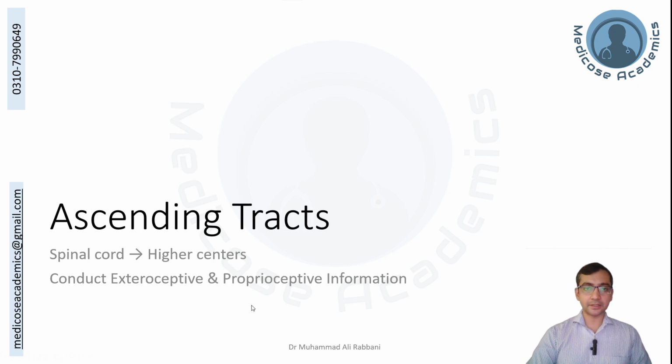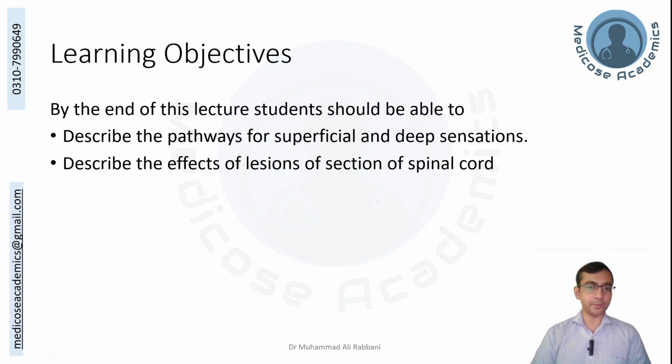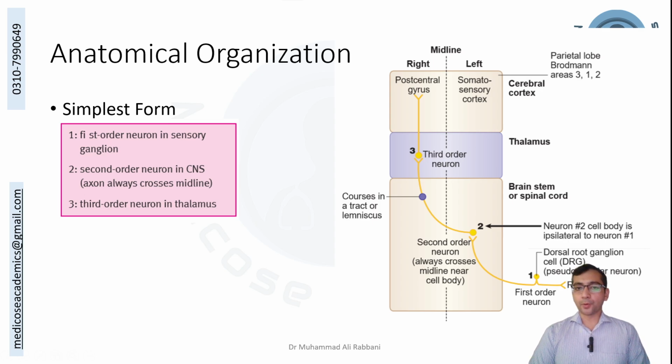So let us discuss. By the end of this lecture, we should be able to describe the pathways for superficial and deep sensations and the effect of the lesions of these tracts in the section of the spinal cord. We are going to discuss a few tracts. The two tracts that we are going to discuss in detail are the spinothalamic and the dorsal column-medial lemniscus system. For these two tracts, and for some other tracts, the basic organization is as follows.